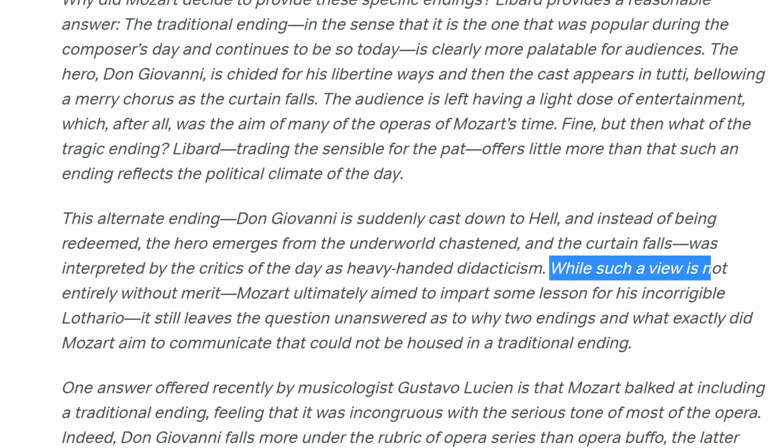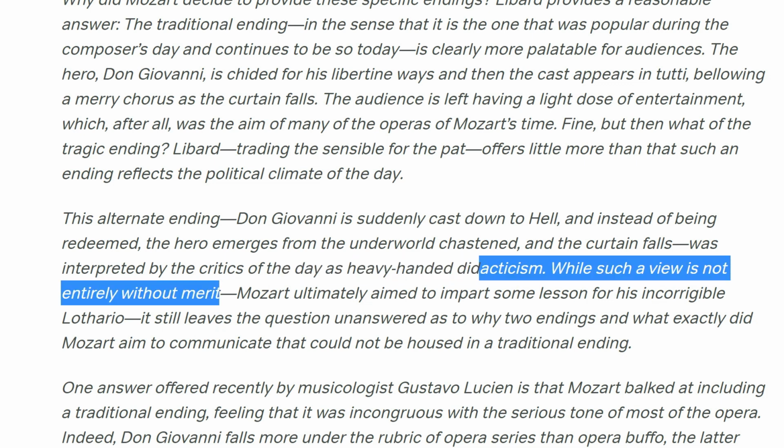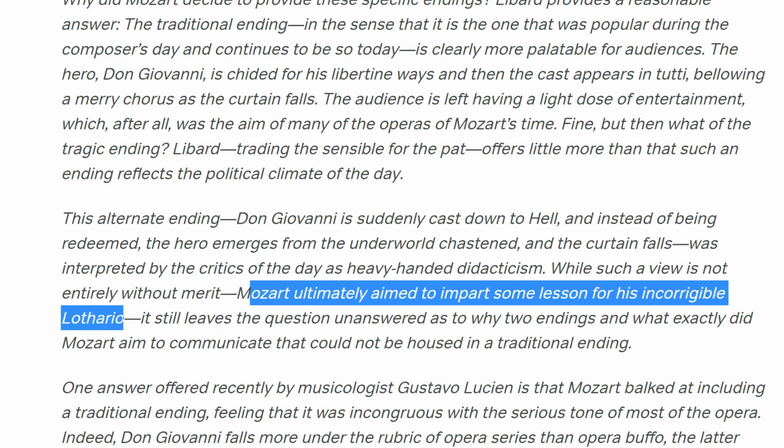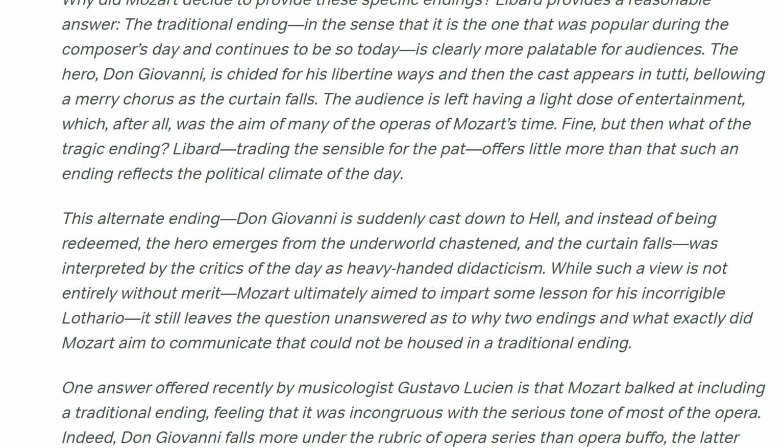And what about this view? While such a view is not entirely without merit. Let's slow down here. So the author is saying this view about the sad ending being heavy has some merit. It's not without merit, as in it has some merit. It's like justified criticism in a way. Mozart ultimately aimed to impart some lesson for his incorrigible Lothario, so the author agrees that Mozart was trying to teach us a lesson.